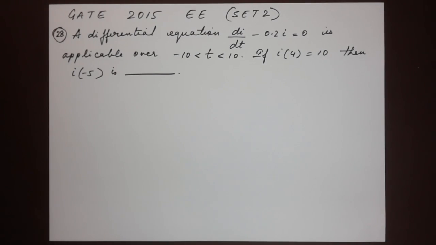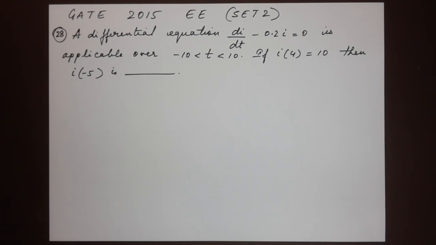Here's the next question, number 28. A differential equation di/dt minus 0.2i equals 0 is applicable over the interval minus 10 to 10, that is, t lies between minus 10 and 10. If i(4) is 10, then i(-5) is dash.